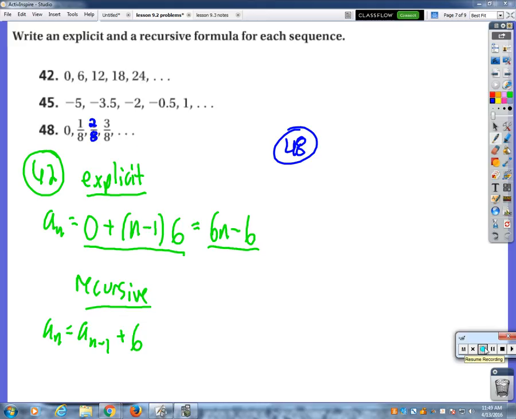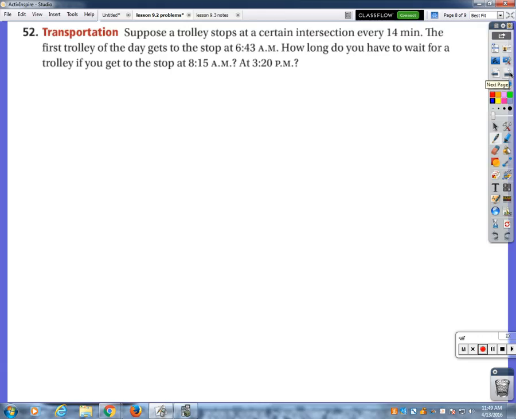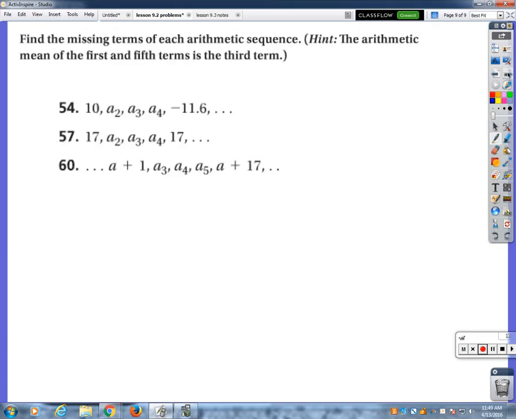Okay, you guys got 45 and 48 figured out? Good. Any other questions? 54, okay. 51 is just kind of an opinion question for you to think about what are the things that are nice about the two different formulas. That's kind of up to you. Okay, 54 says find the missing terms of each arithmetic sequence.